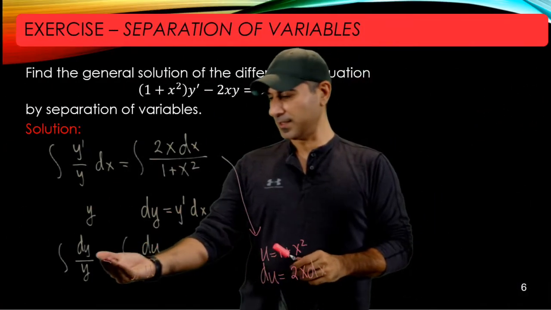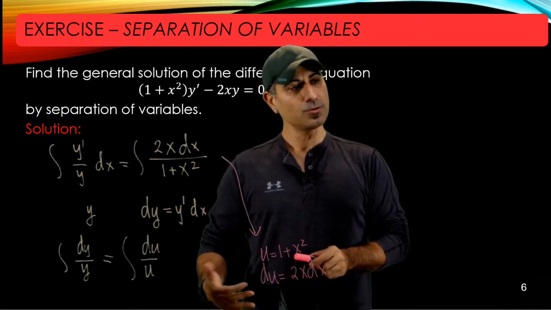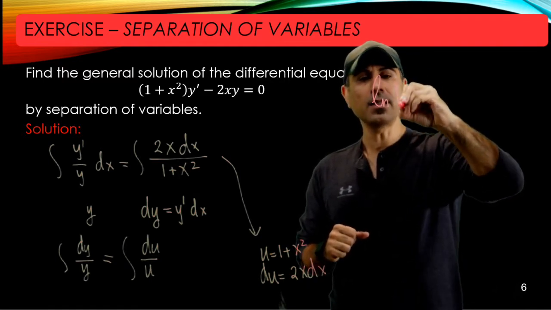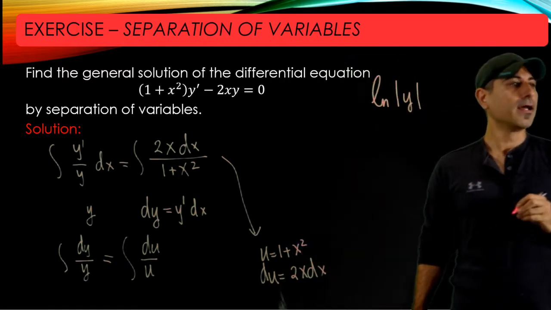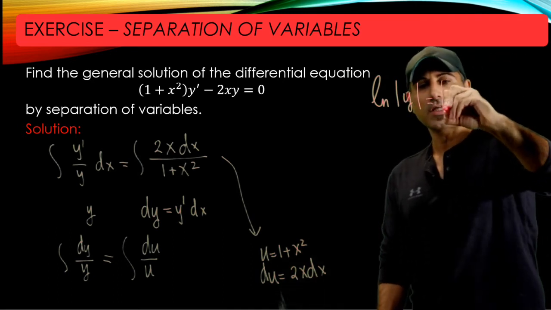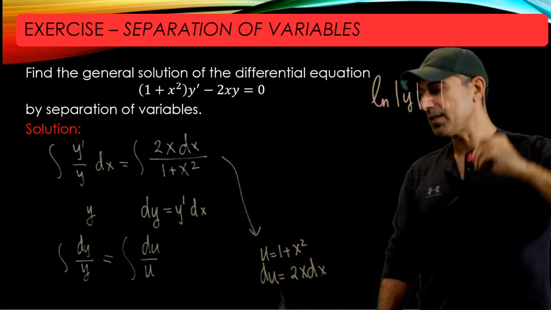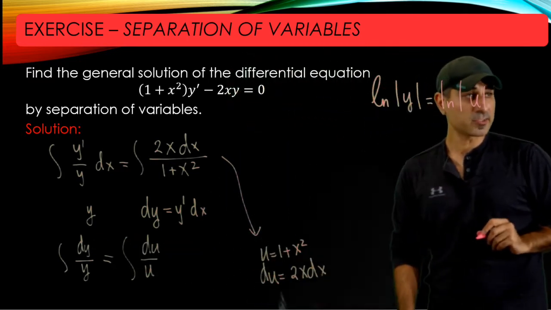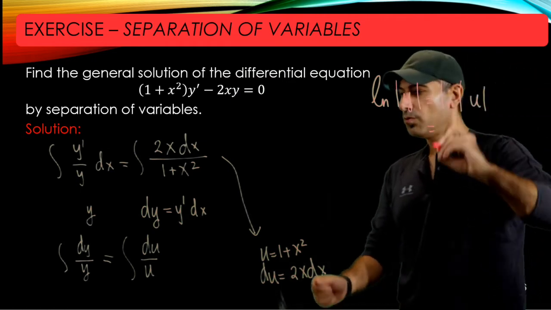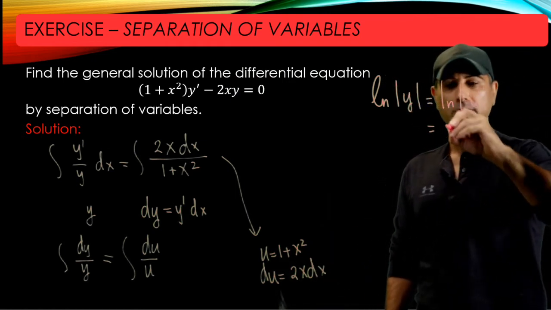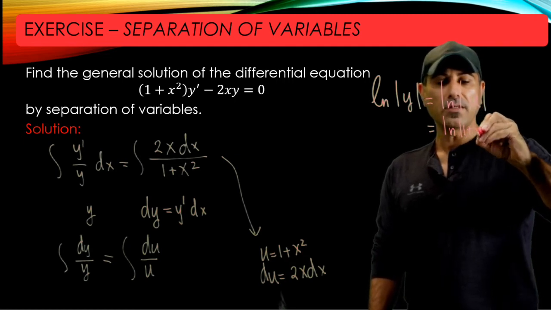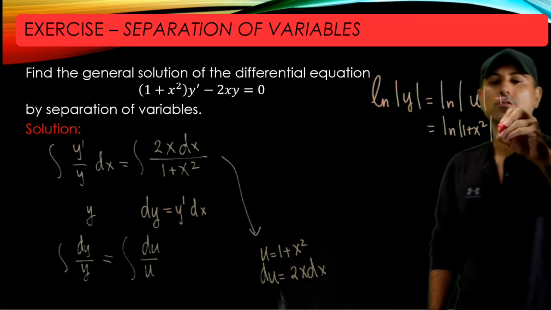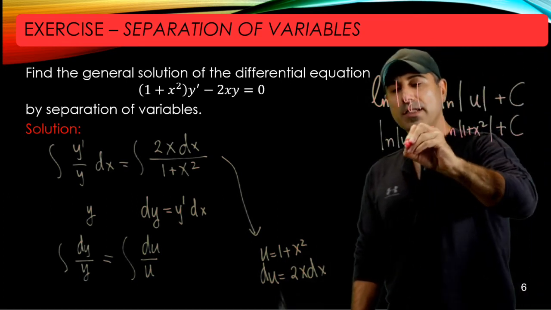All right, for these two integrals, we have the log rule to be applied directly. That implies the left integral is ln of the absolute value of y, and the right-hand side integral is ln of the absolute value of u, because this integral is on y, this integral is on u, so we have to be very careful on that. But u was originally 1 plus x squared, so we can go back to the main variable, and we do not forget to put an integration constant here, because we integrate both sides.